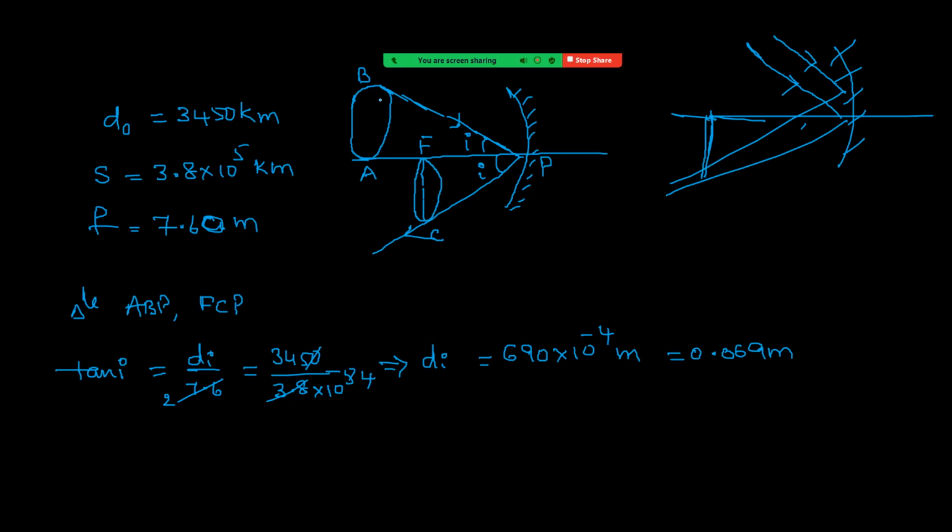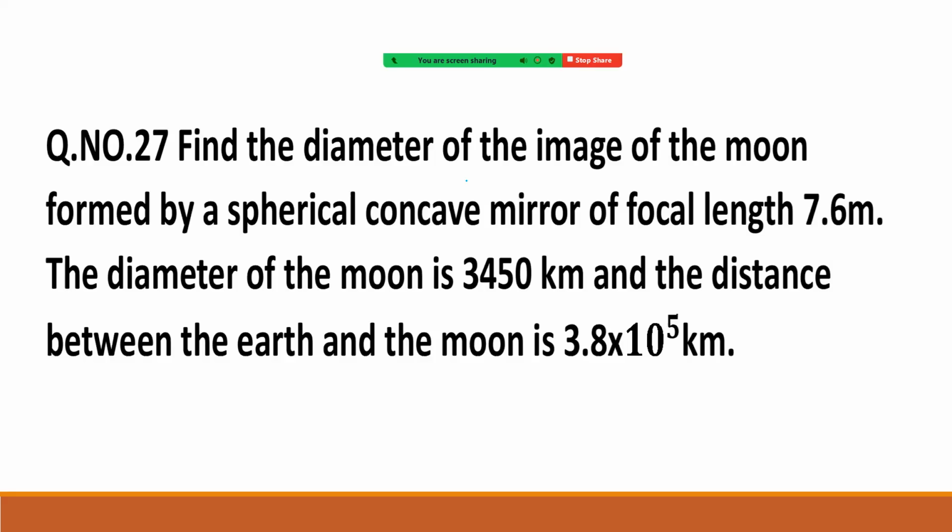So the key point here is that the distance of the moon from the mirror is large. That's why the rays are parallel but not parallel to the principal axis. In such a case, the image is formed in the focal plane. Focal plane means a plane which is normal to the principal axis and passing through the focus. That is what we discussed in the beginning, right? And the rest is just using geometry. Okay. Let us see the next problem.